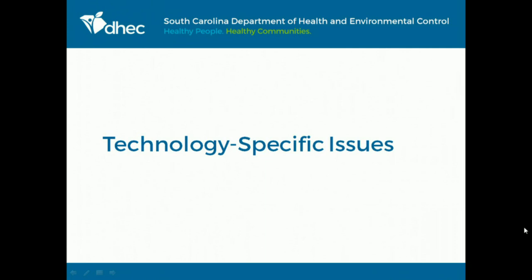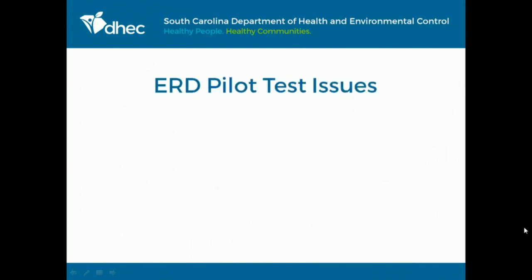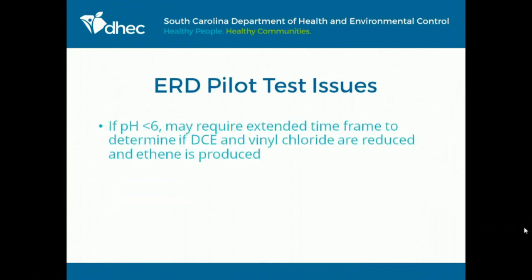There are some specific issues associated with pilot testing of certain technologies. With reductive dechlorination, as you may have guessed, if your pH is going to be less than 6, it may take an extended amount of time to determine if you're going to stall out at DCE or vinyl chloride. It takes some time to figure that out. It's normal to create DCE at the beginning. It's just how long are you going to wait until you see whether you get ethene or not and how much ethene you're getting.